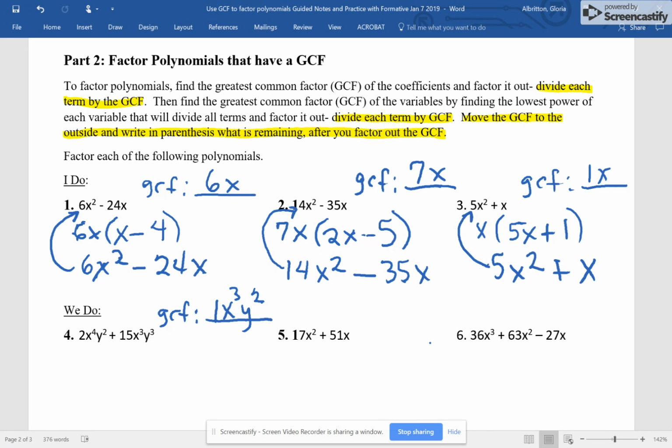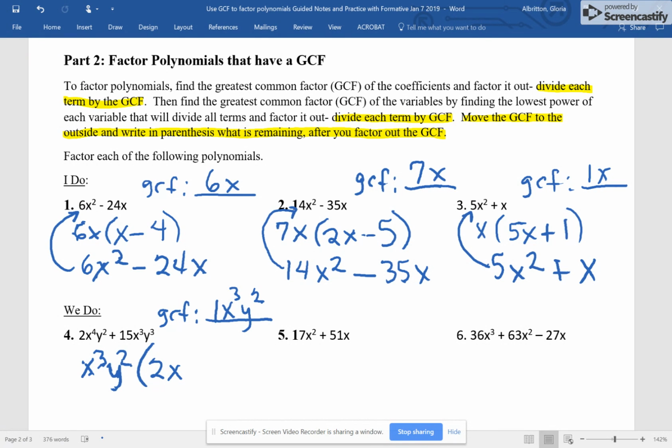So what am I going to pull out to the front? The greatest common factor, the x cubed y squared. And then what's left goes in the parentheses. So let's see. If I pull out an x cubed, well, the 2 is going to be there because there's no number that was pulled out. So that stays.